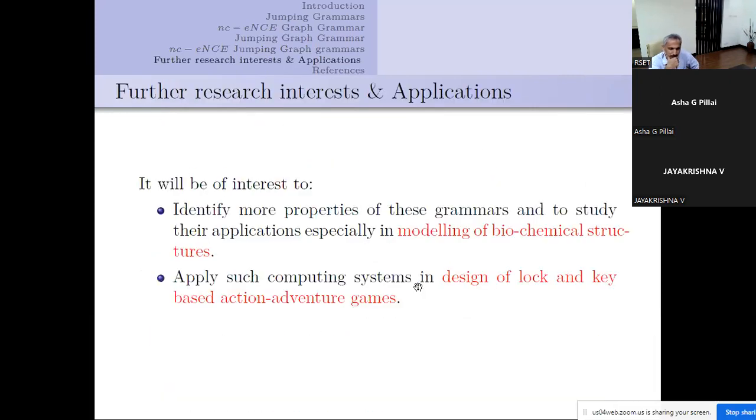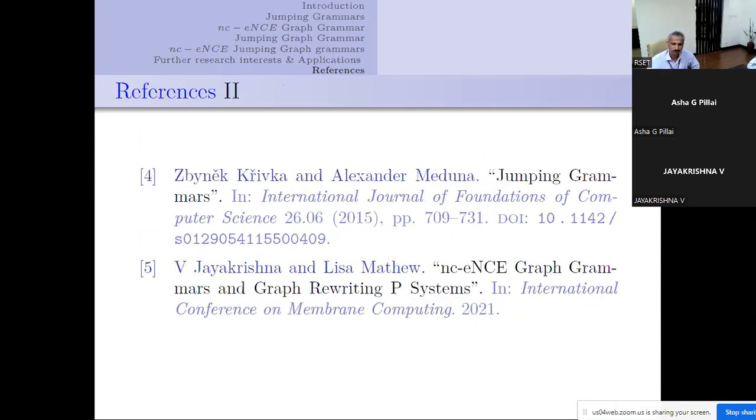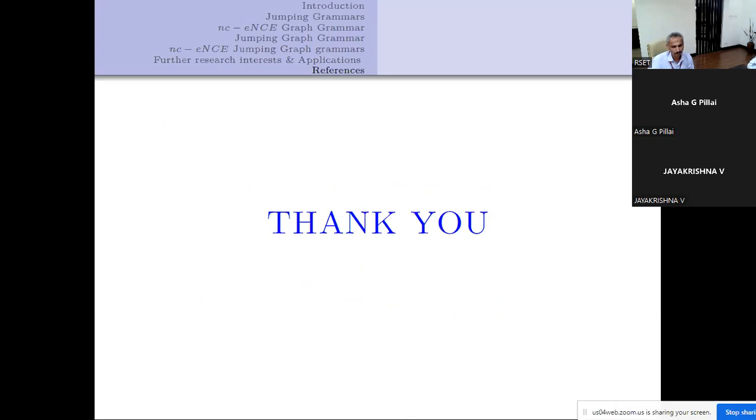I'm going to conclude. These are the further research areas wherein you can have modeling of biochemical structures, lock and key based game structures, and so on. These are the references that we have used. Thank you, and sorry for taking 2 more minutes.